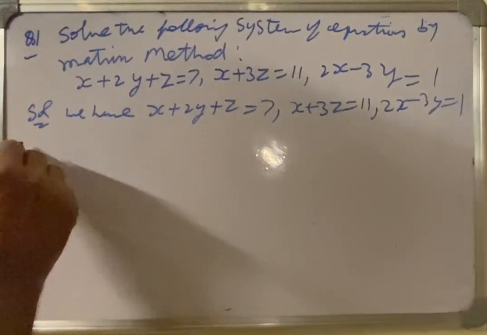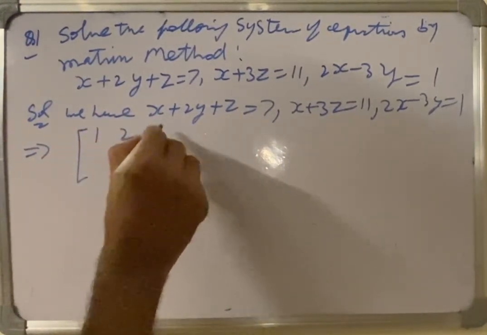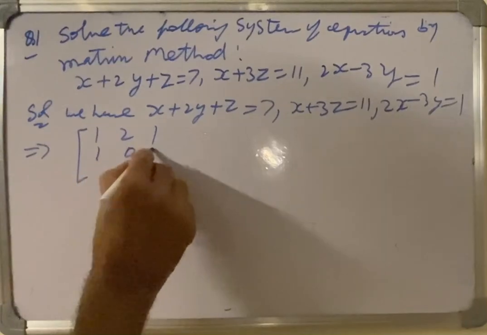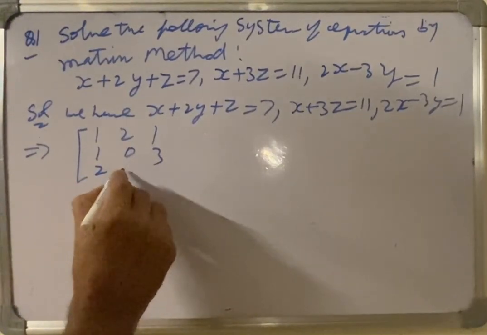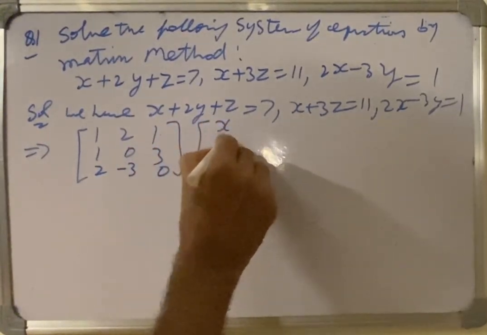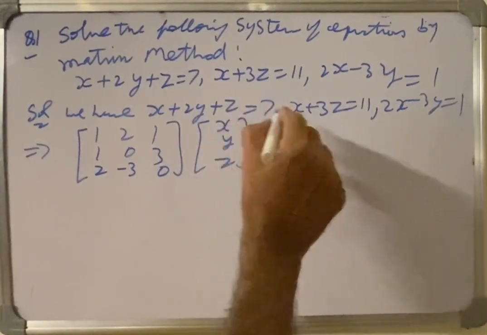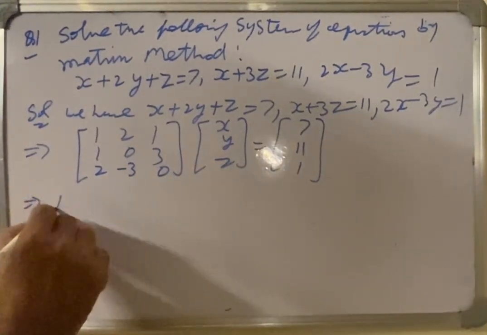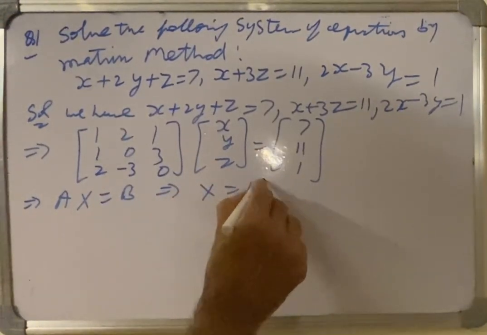which can be written in the matrix form. First is the coefficients 1, 2, 1, then 1, 0, 3, then 2, minus 3, 0, into the variable column matrix is equal to the constant column matrix 7, 11, 1, which is equivalent to AX is equal to B, which will give you X is equal to A inverse B.